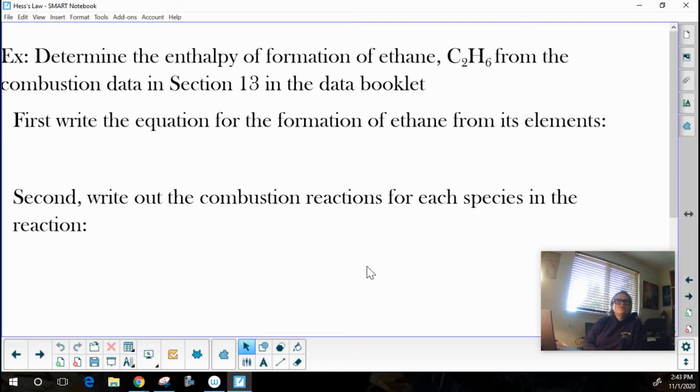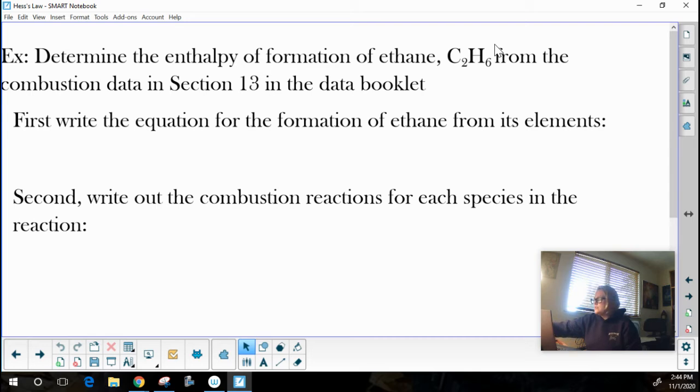All right, so one of the ways that we can use Hess's law is we can come up with the enthalpy of formation of a particular organic compound, knowing that it can be formed from the enthalpies of combustions of each of the elements. So what we're going to do is look at the formation of ethane, C2H6, and we're going to use the combustion data in section 13 of the data booklet in order to come up with the enthalpy of formation.